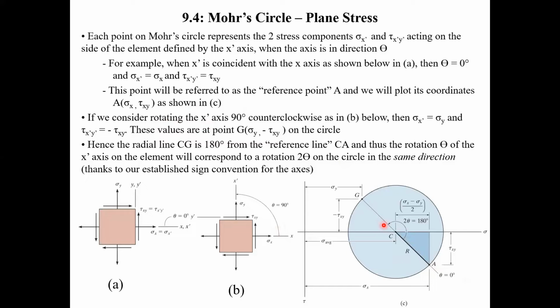If we consider rotating the x prime axis 90 degrees counterclockwise, as in B here, then sigma x prime equals sigma y, and tau x prime y prime equals negative tau xy. Okay, that's point G. Again, repeating what I said before, a rotation theta on our element is going to correspond to a rotation of 2 theta on our circle. And that's going to be in the same direction, counterclockwise, counterclockwise here. That's thanks to our established sign convention, though that's not obvious in this case, but is in any other rotation that's less than 180 degrees.